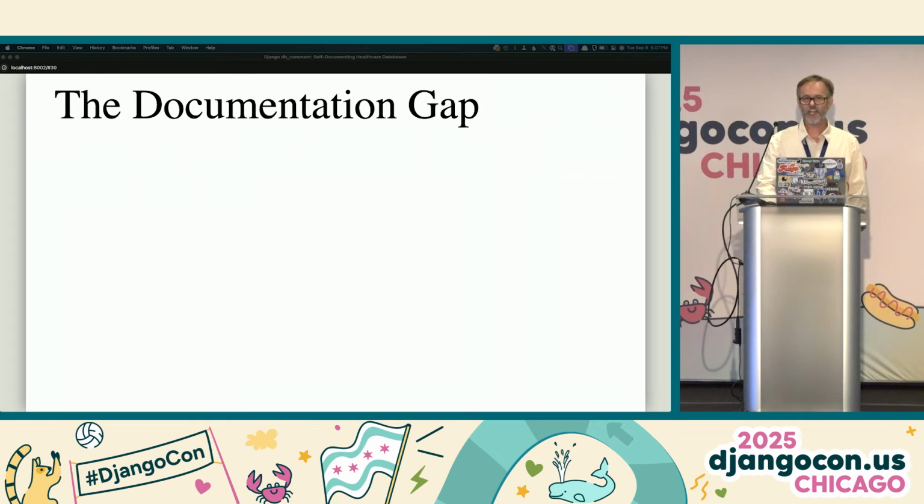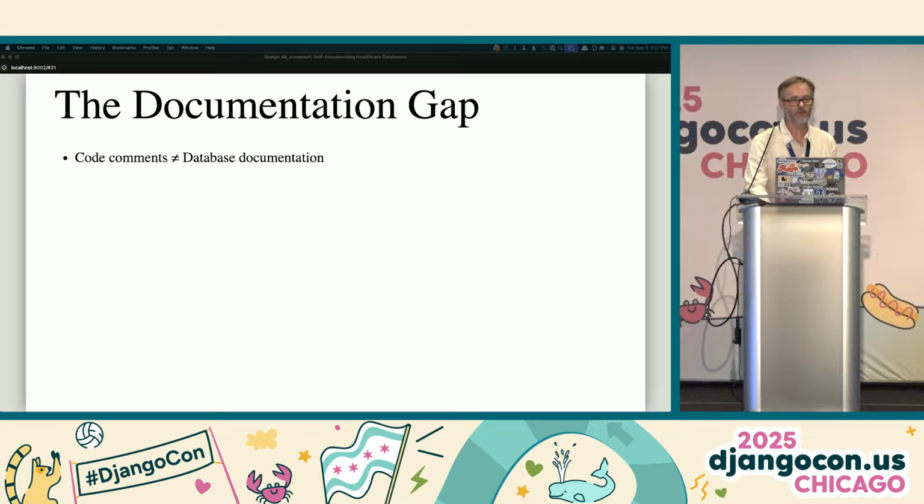So there's a documentation gap here, right? We can all acknowledge that code comments are not the same thing as database documentation. And that if we do happen to put these things inside of some sort of a knowledge management system like a wiki, Confluence, YouTrack, whatever, those can get stale, right? You updated a field or added a field, but you forgot to update the documentation in the wiki.